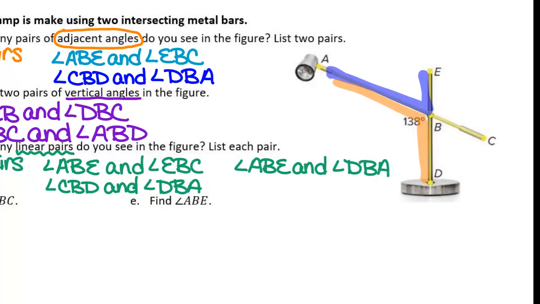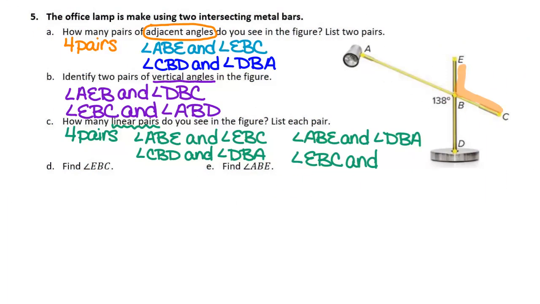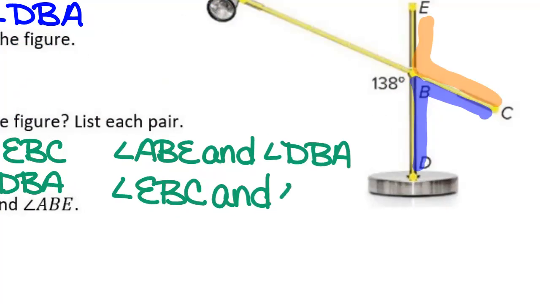All right, we've done top, we've done bottom, we've done left. Now we need to do the ones on the right. What's this angle right here? EBC. So we have angle EBC. And what is another angle on the right-hand side that forms a linear pair with EBC? CBD, this one right here. Angle CBD.